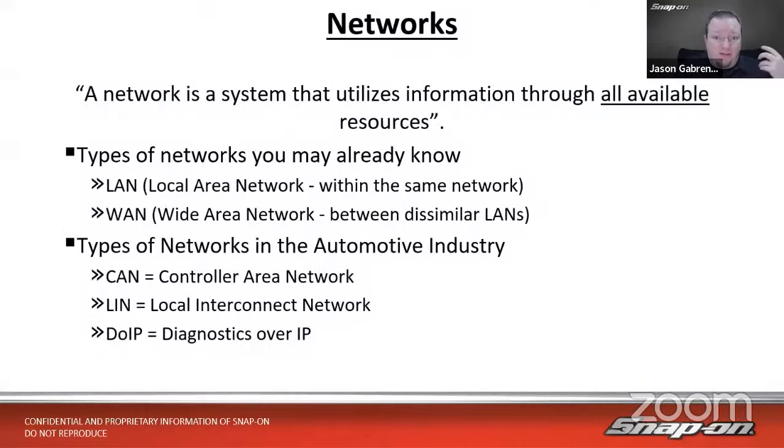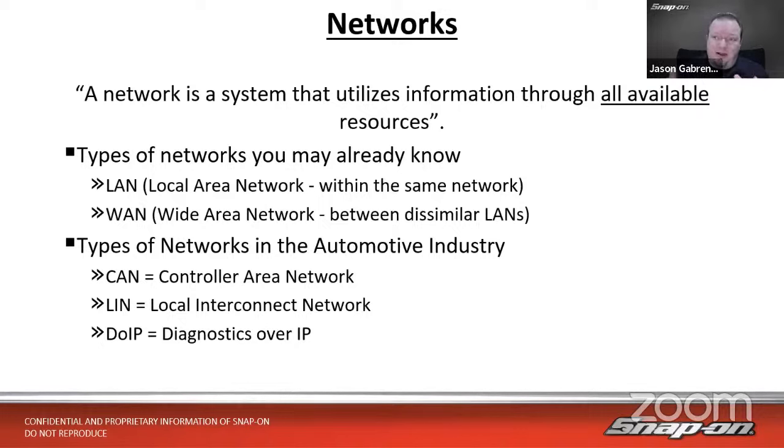So let's start at the very beginning, at base level. What is a network? A network is a system that utilizes information through all available resources. Any of the resources that are connected together, it is going to utilize information from, especially on a vehicle. It could take a speed sensor signal from the ABS module, gear position data from the transmission control module, and RPM from the ECM. It takes all that information and combines it together for whatever it needs it for.